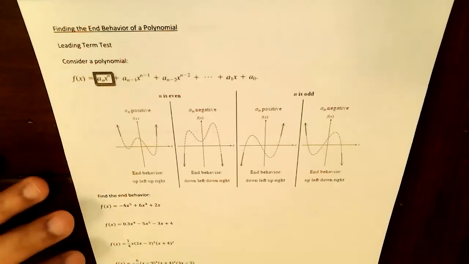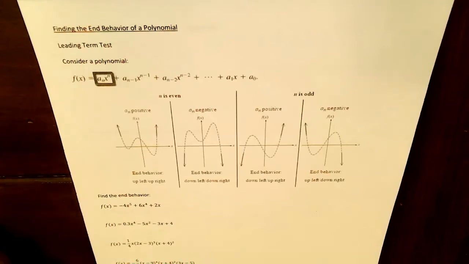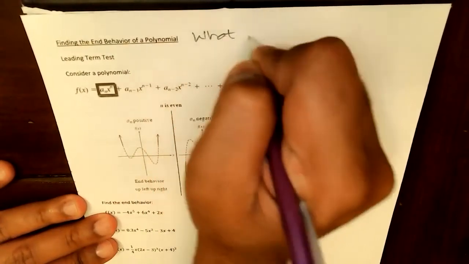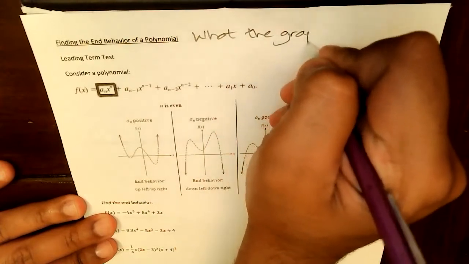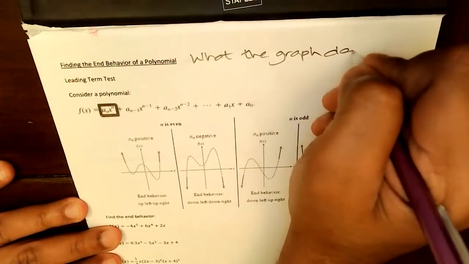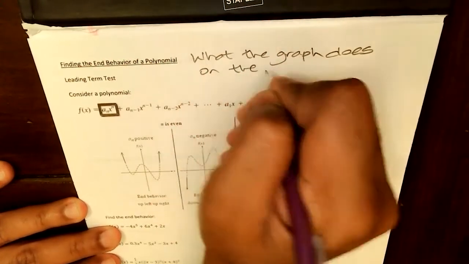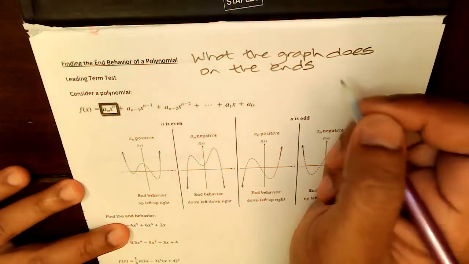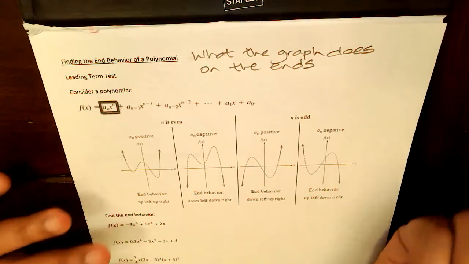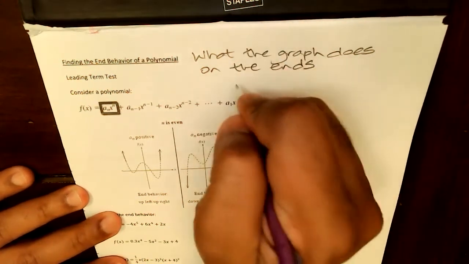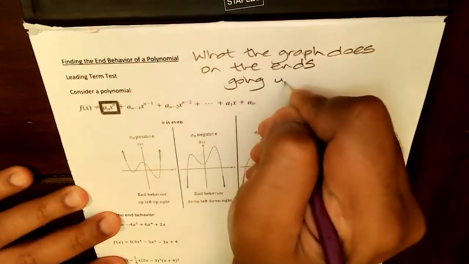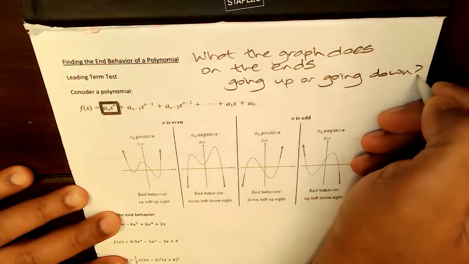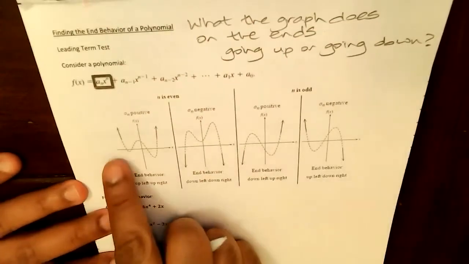The next thing we're going to look at with these polynomials is something called the end behavior. So the end behavior tells us what the graph does on the ends. Okay, so what I mean by what the graph does on the ends is we're interested to know the direction that the graph is going. Okay, so we want to know, is it going up or is it going down?